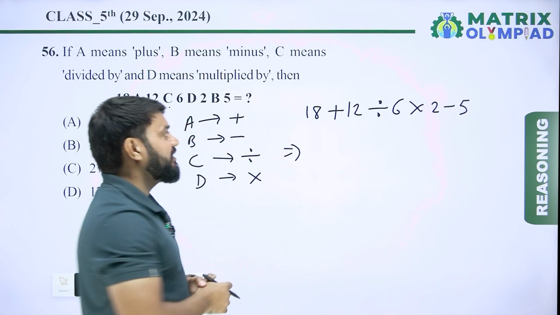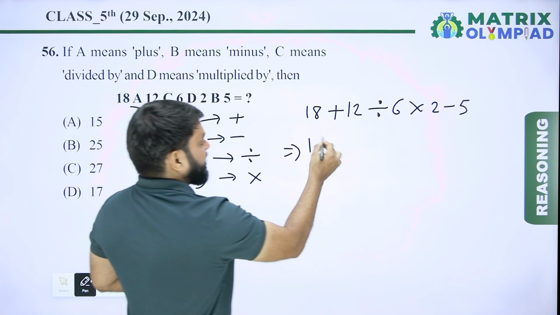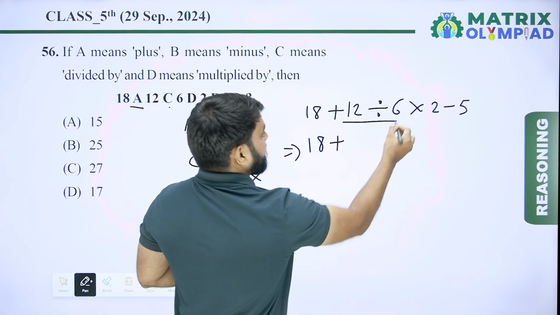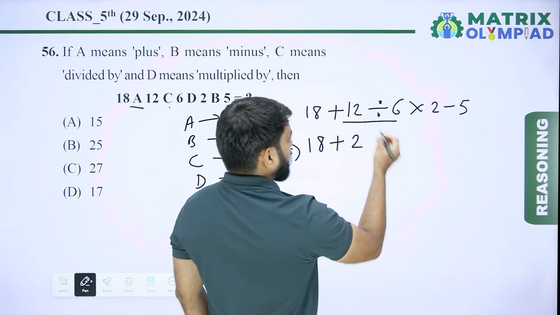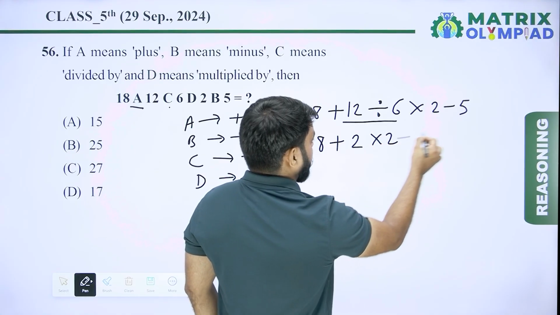So you apply the BODMAS rule. So 18 plus, first divide the numbers. So 12 divided by 6, it means 2. Now multiply by 2 minus 5.